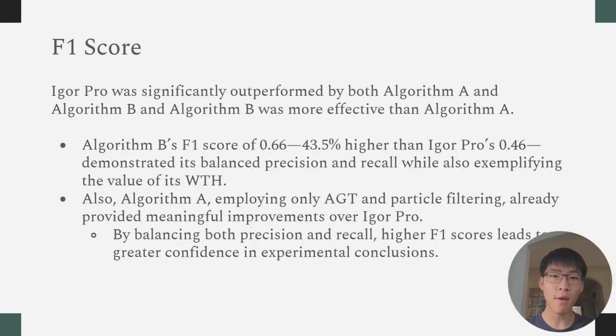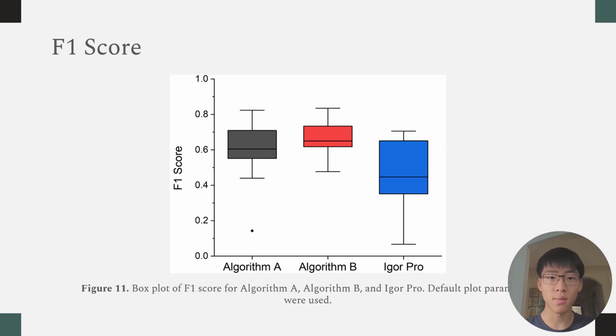Next, we also have F1 score, which is a combination of the precision and recall scores. Algorithm B scored an F1 score of 0.66, which is 43.5% higher than IGRPro's 0.46, which demonstrated its balanced precision and recall. Additionally, algorithm A already provided meaningful improvements over IGRPro as well. By balancing both precision and recall, higher F1 scores lead to greater confidence in the experimental conclusions.